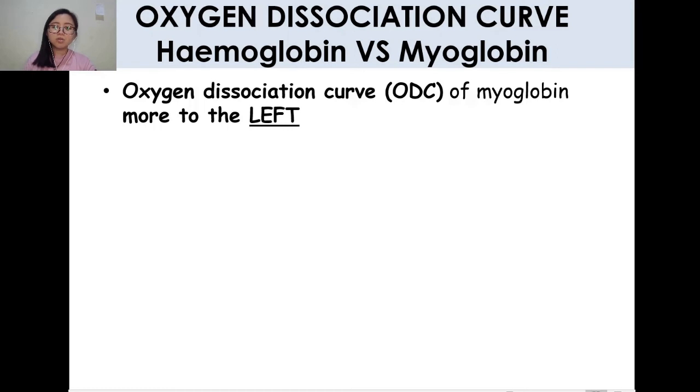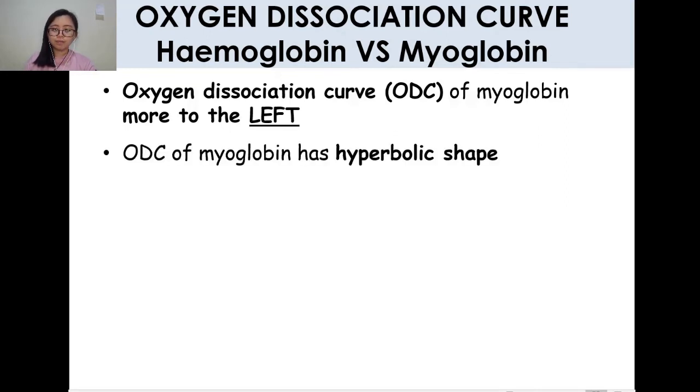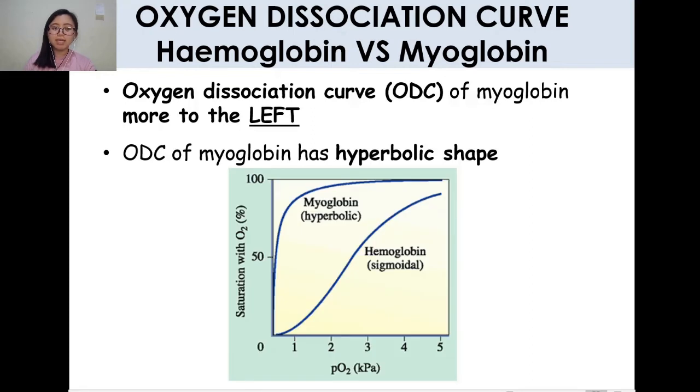The oxygen dissociation curve or ODC of myoglobin is more to the left. Dia punya fungsi, sudahlah dia duduk dalam muscle, fungsi dia untuk pegang oksigen, dan dia akan lebih kedekut oksigen. ODC of myoglobin has a hyperbolic shape. As you can see here, it is hyperbolic.